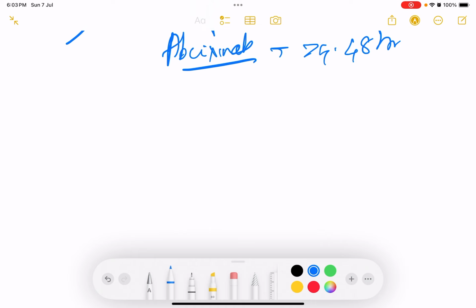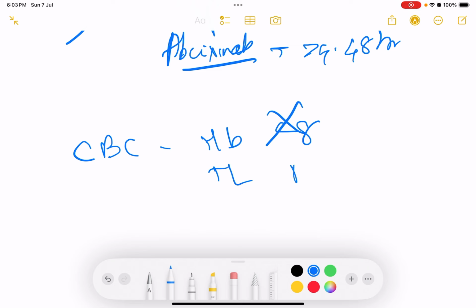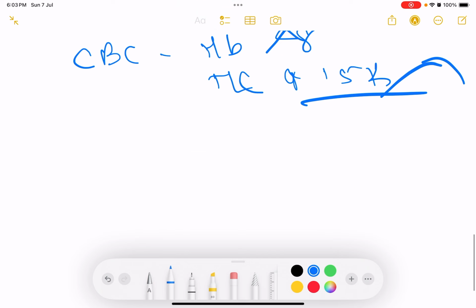After that, you want to know the investigations that you want to do before surgery. You do a CBC, check for hemoglobin. It shouldn't be less than 8, so you contraindicate the surgery. Your total leukocyte count, if it's really high, around 15k, again, you don't want to do the surgery. Find out why there is an infection.